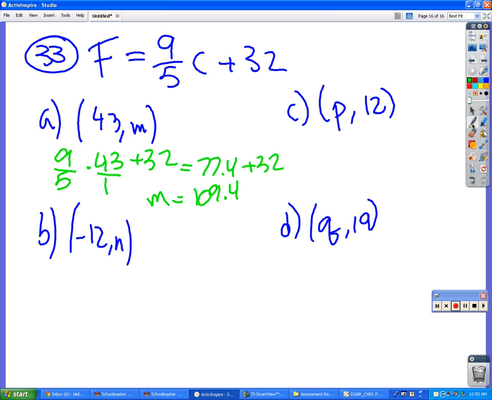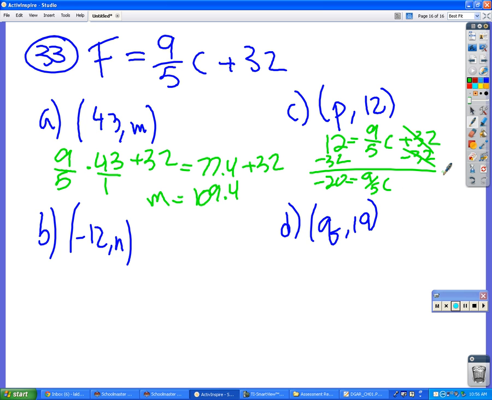So for this, I need to plug the 12 in for the F. So now I'm going to write 12 equals 9/5 C plus 32, and now I need to solve that for C. So what's my first step there? Subtract 32 from both sides. Nothing wrong with negatives. 12 minus 32 is negative 20. Equals 9/5 C, and the 32's cancel.